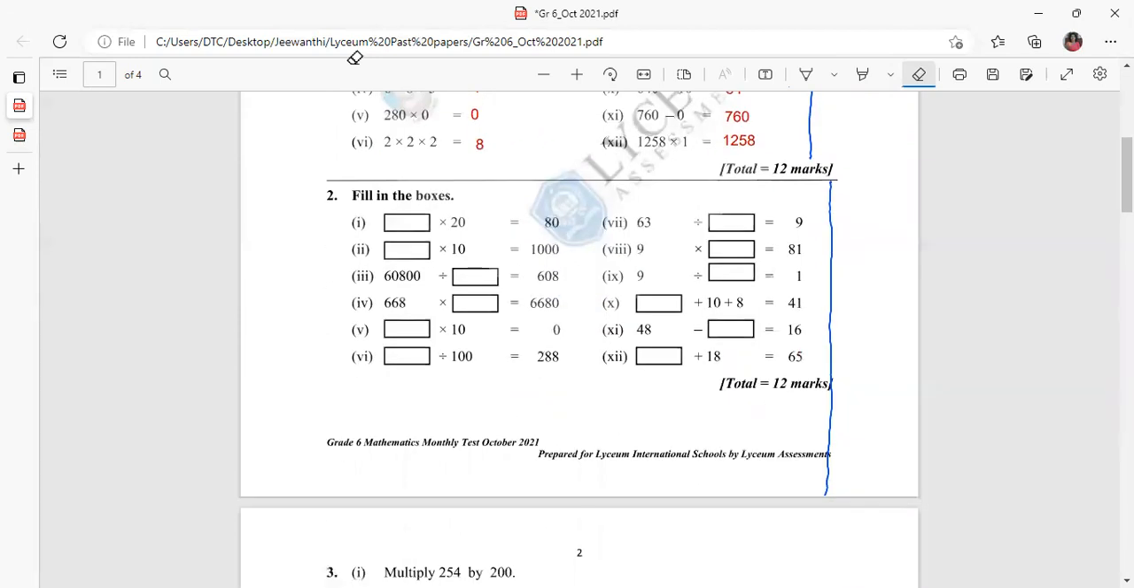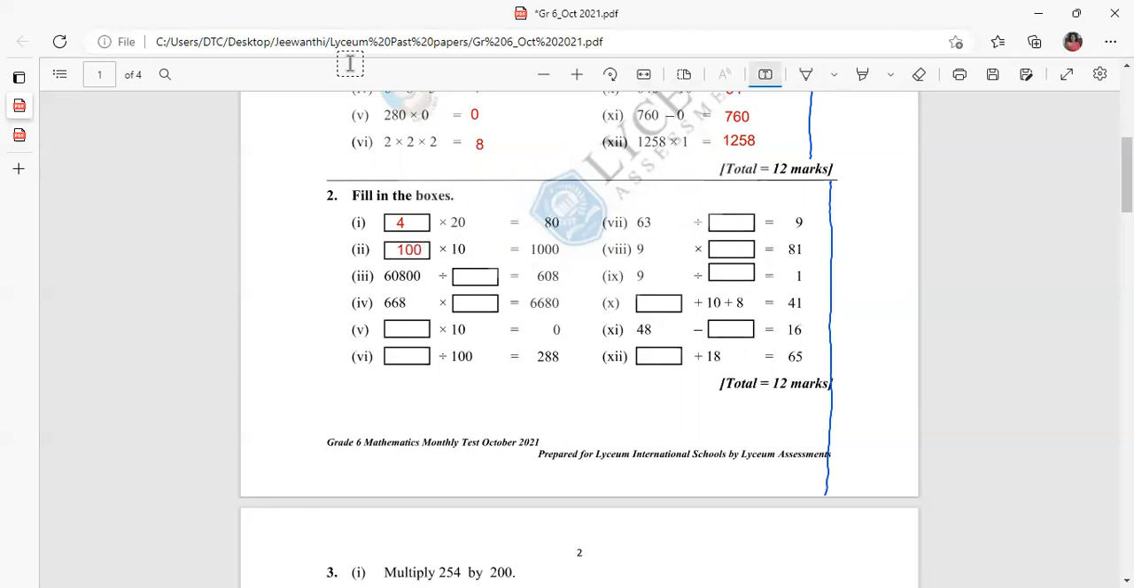So you want to be mindful because there is a blank and you multiply it by 20, then you get the answer 80. So then what will be the answer, children? So here you have a blank and you multiply it by 20, so then it should be 4. Why? 4 times 20, it is 80. Then again you have something and you multiply it by 10, then you have 1000. So that is 100.